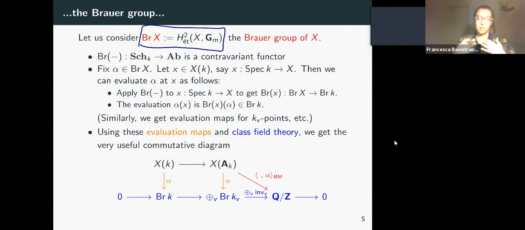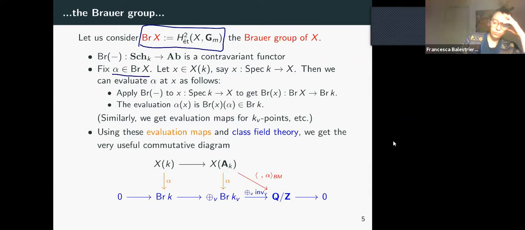Using this functoriality of the Brauer group of X, we can cut out a subset of the adelic points. Sometimes it's the same thing as the full set of adelic points, but sometimes it is a genuine subset of adelic points, still containing the set of rational points. And this is how the construction goes. I'll quickly go through it. Usually you just fix one element in the Brauer group of X.